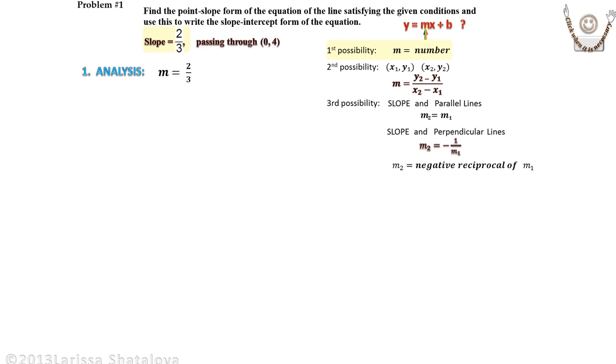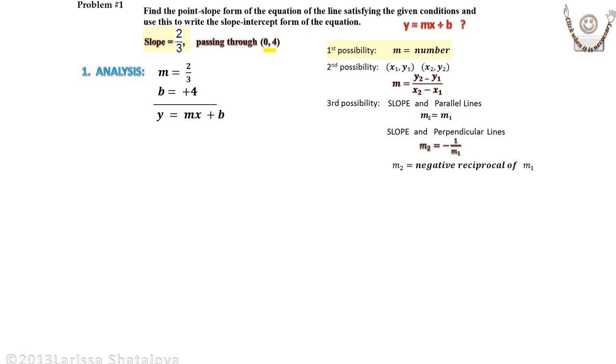And second question about y-intercept. Let's look into our point. We have 0, 4. X coordinate is 0. If x coordinate is 0, it tells us that this is y-intercept. So we don't need to do anything extra. We already have y-intercept. So we can write out slope-intercept form immediately.